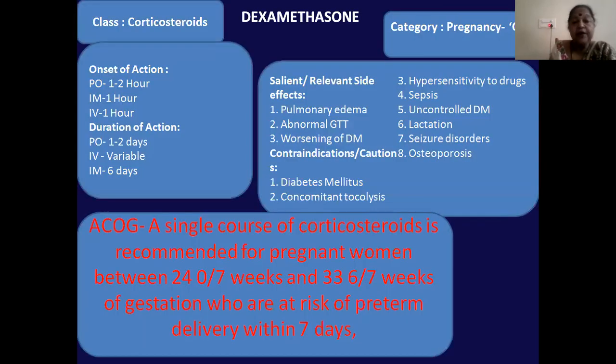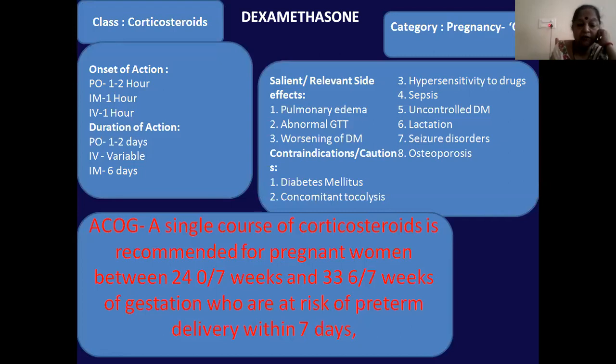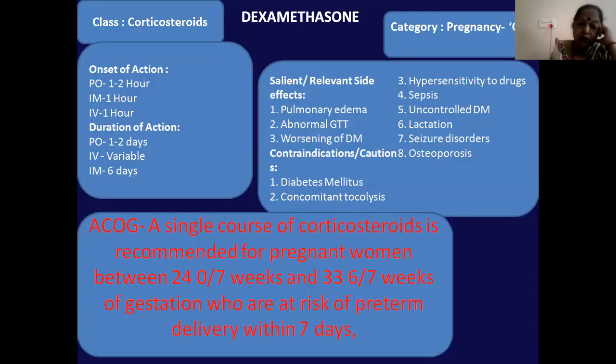About the steroids which we are using in pregnancy for various reasons. Most commonly, we are using them for lung maturity of the baby. So how do they act? These corticosteroids accelerate the development of type 1 and type 2 pneumocytes and increase the surfactant. So these are the main reasons for which we are using corticosteroids. There are other mechanisms of action also, but I'll not go into that.